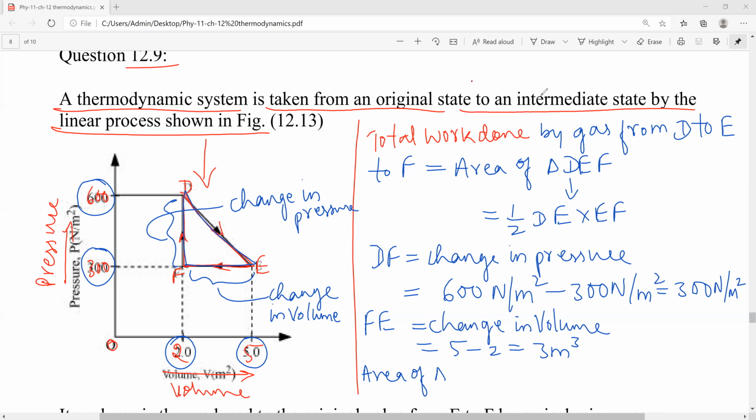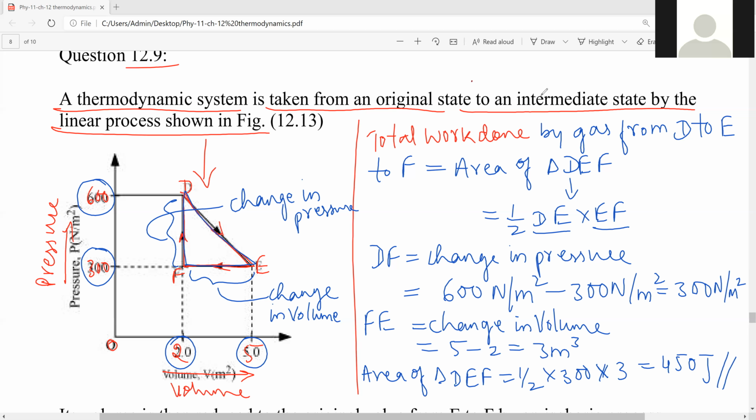the area of triangle DEF is calculated using the formula half into DE into EF. DE is 300 and EF is 3. When we simplify, we get 450 joules. So the total work done by the gas from D to E and E to F is 450 joules.